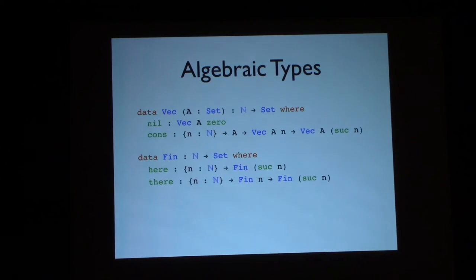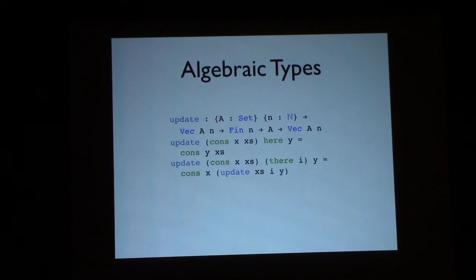So algebraic types, here's another mention of vector. So for you guys playing dependent types bingo, mark your cards. Vector can be defined as a data type declaration in Agda like so, and the type of finite sets. And then we can, of course, define functions that operate over these data types, like an index respecting update.